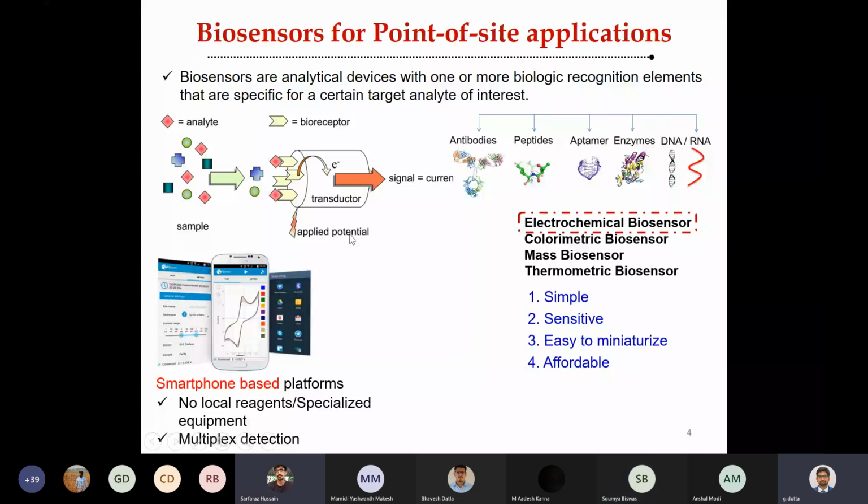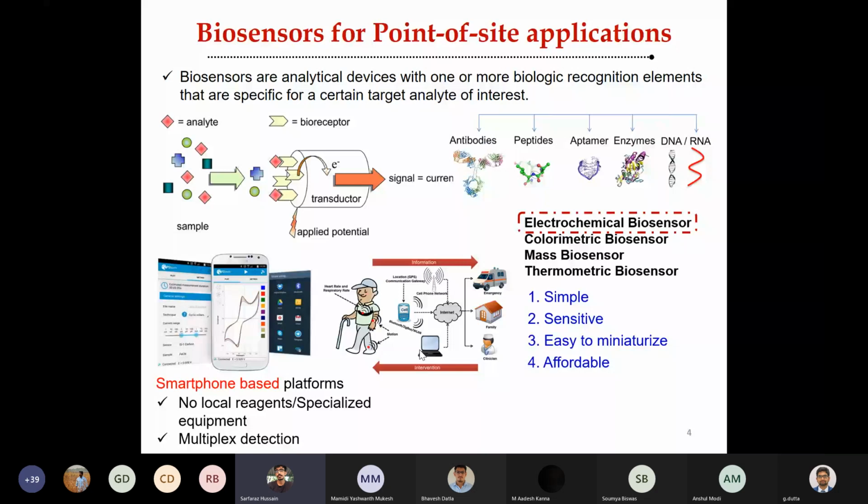Hello, sir. Sir, can we use any kind of biosensor for any type of analyte and bioreceptor? Is it like this that the analyte and bioreceptor should release some kind of charge or electrons for it to be used on an electrochemical biosensor, sir?